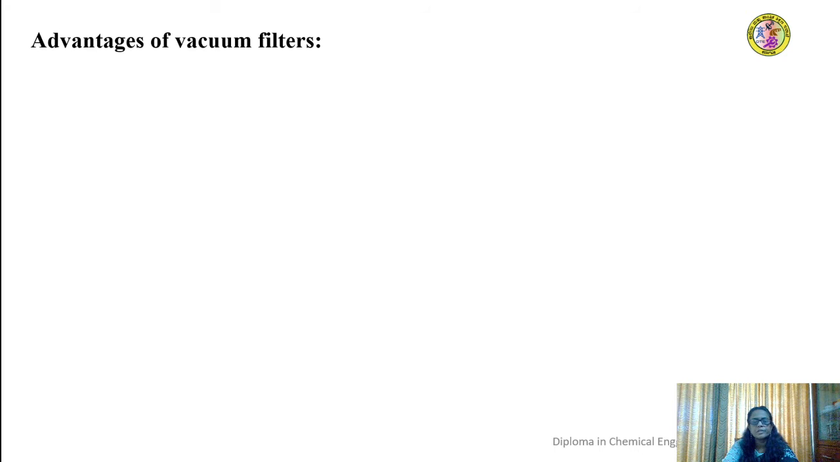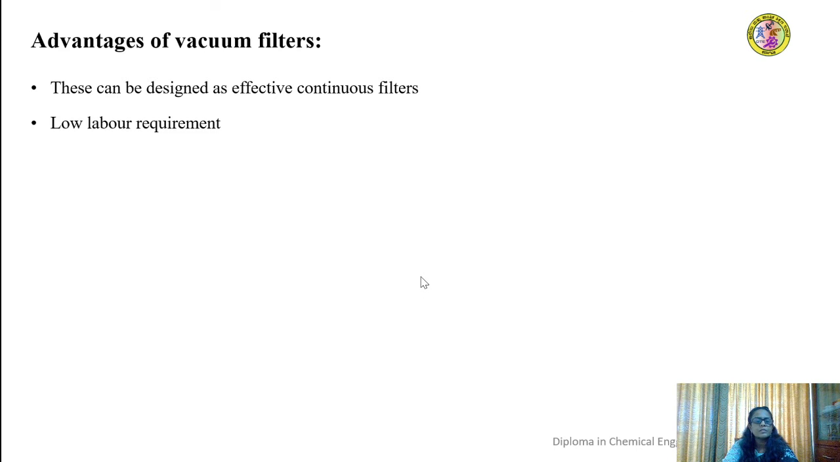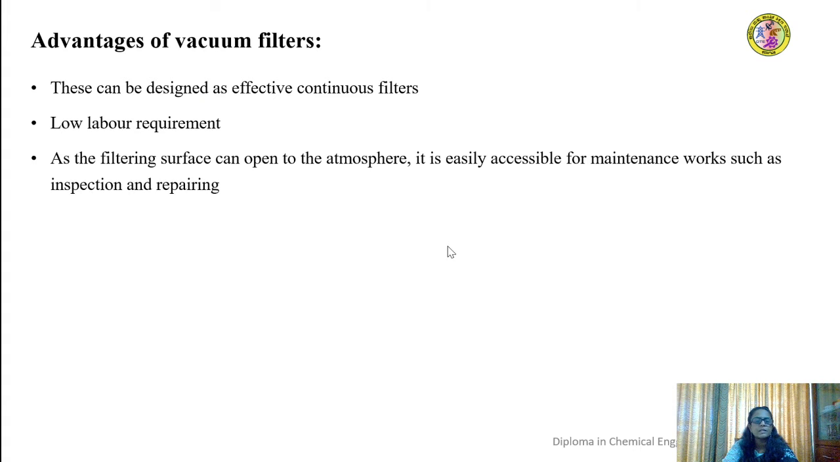Before we take up the rotary filter, let us go through the advantages and disadvantages of vacuum filters. Vacuum filters comparatively can be designed as effective continuous filters. That is the main advantage of vacuum filters. Since it is a continuous operation, you do not require that much labor that is required for pressure filters. So the labor requirement is low in this case.